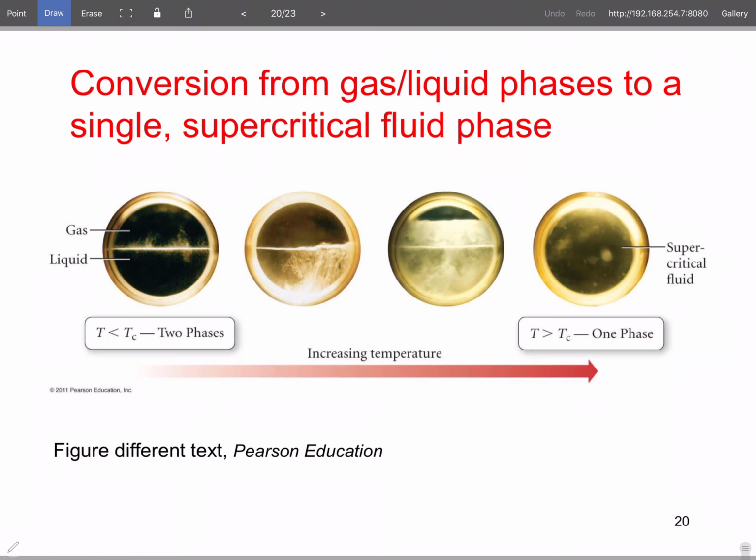Here's a conversion from the previous Pearson text we used, but I love this picture because you can see here where you have the gas and the liquid states, and then they slowly start moving until you hit this point where you're increasing the temperature, and the pressure is also increasing because you're in a closed container, and you can actually see where you have a supercritical fluid. So this is actually really cool to see.